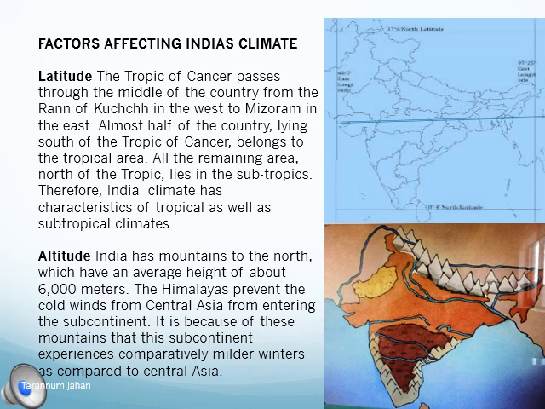And the part south of the Tropic of Cancer has a tropical climate because it receives strong sun rays. That is the reason why it has a tropical climate, whereas on the northern side we have a subtropical climate because the sun rays are not received directly, and that is the reason why we have snowfall in many places.